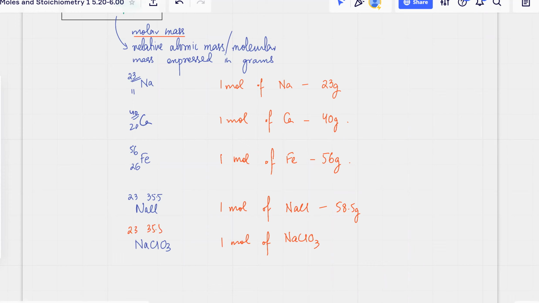Cl is 35.5 and oxygen is 16, and there are 3 of them. सारों को add up कर दो. What do we have? 106.5. Okay, so you're getting 106.5 grams. Okay. So remember, 1 mole of an atom, उसकी जो mass है, that is your AR or MR expressed in grams.